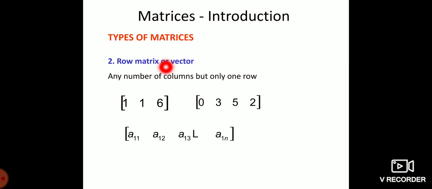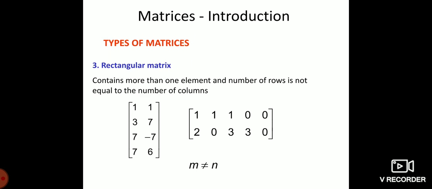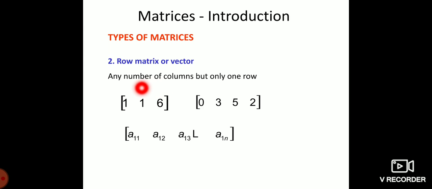Second type of matrix. Next definition, row matrix. In this matrix there is only one row. And how many columns? First column, second and third column. That's why only one row. This matrix is order 1 by 3, and this matrix is order 1 by 4, and this matrix is order 1 by n.